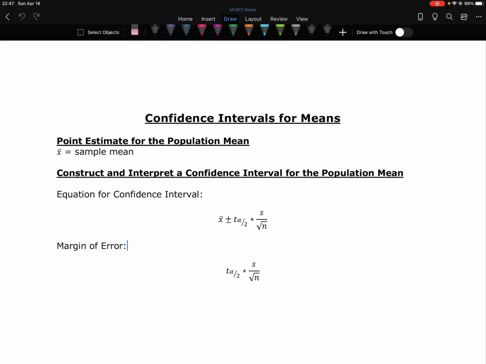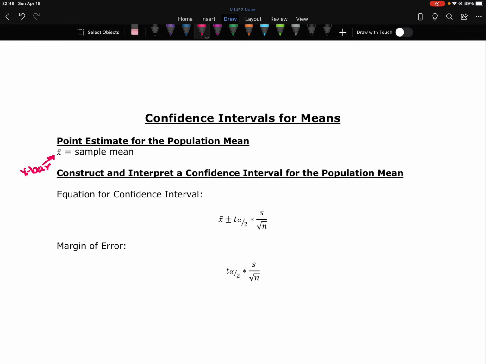All right, now let's take a look at how to create a confidence interval for a mean. So the point estimate, the best guess for the population mean that we're going to use is the sample mean x bar. So we're going to take a sample, calculate the mean of that sample, and use that sample mean as our best guess for what the population mean could be.